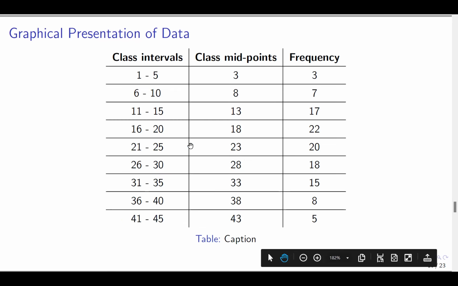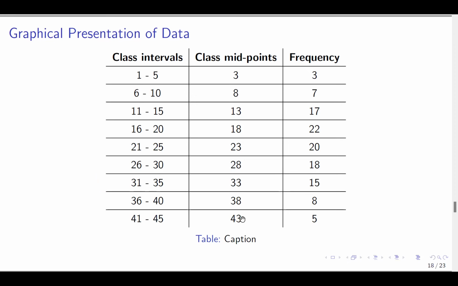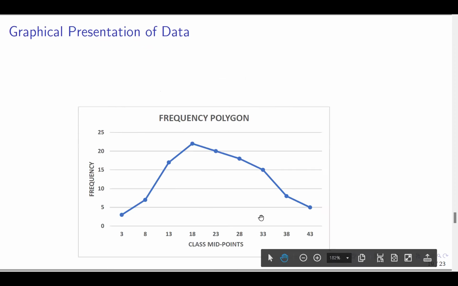If you look at the midpoint of 43, the last one, its frequency is 5. Okay, so 43, its frequency is 5. So once you come out to the class midpoints and you label them like this and you indicate their frequencies with dots, you take your ruler and you connect all the dots accordingly. Okay, so this is how you draw your frequency polygon.